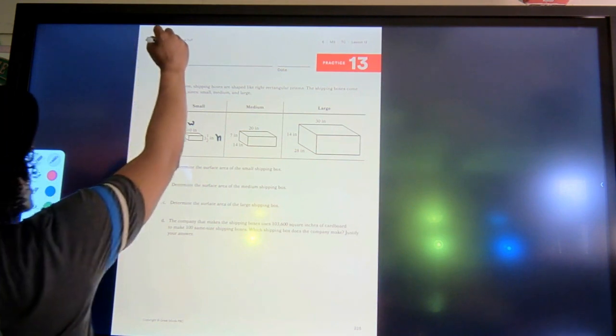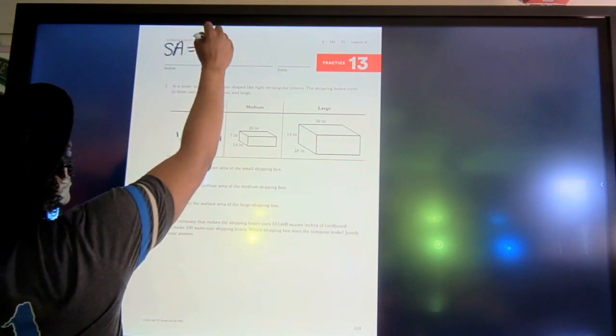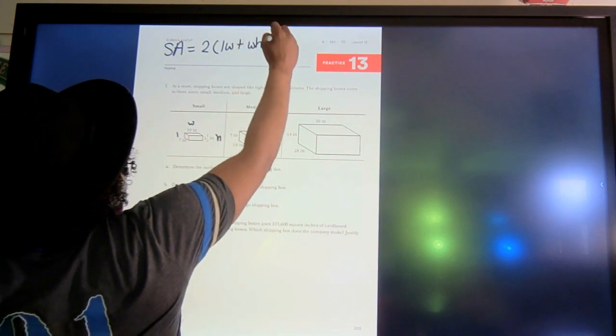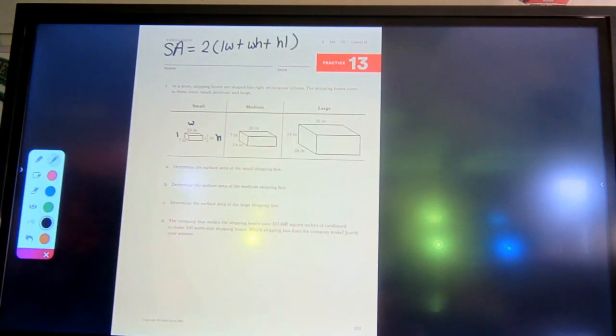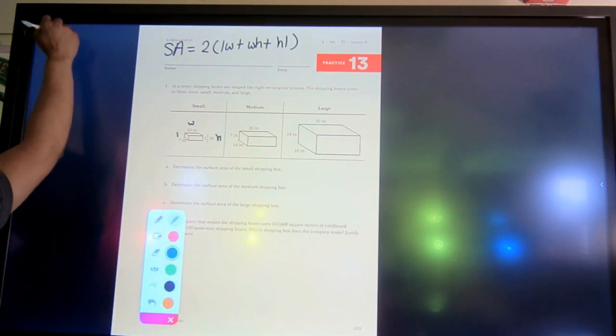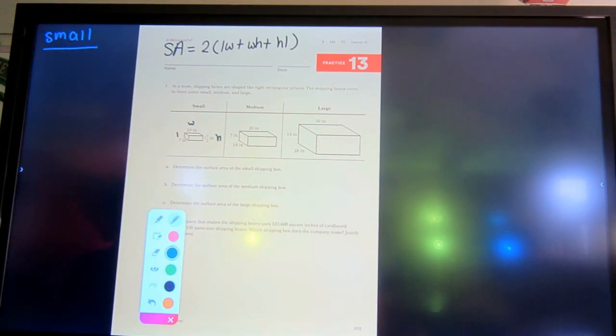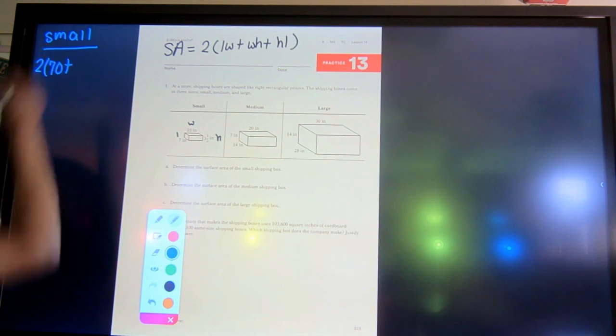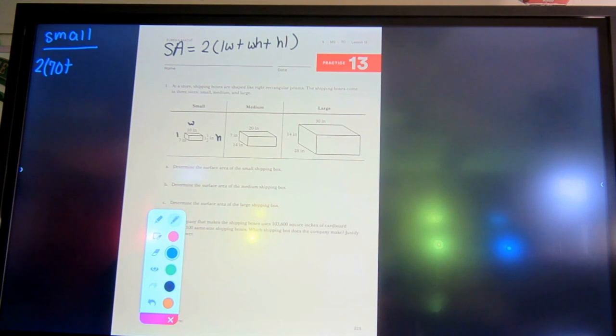We know surface area is 2 times length times width plus width times height plus height times length. Okay, so there's our surface area formula. I'm going to write these over here just because we don't really have room. So this is for the small. The first one I have 7 times 10, which is 70. Next we have width times height. That means 10 times 3.5, since 3 1/2 is like saying 3.5. So that's going to give us 35.